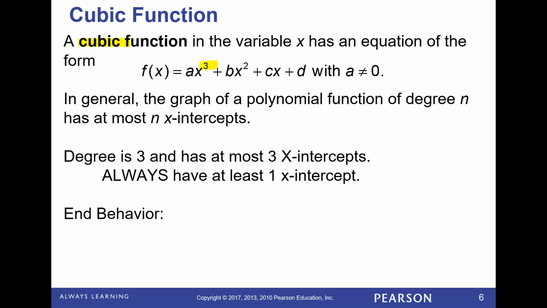Now, in most graphs, when you're looking at them, a polynomial function, whatever degree it might be, will have at most that many x-intercepts. So since this is degree 3 that we're talking about here, that means that there will be at most, and keyword there, at most 3 x-intercepts. Now, because that degree is 3 and that's an odd number, that does mean that we will always have at least 1 x-intercept, but that's not always the case. There is a way for us to have no x-intercept, as we saw with our quadratics.